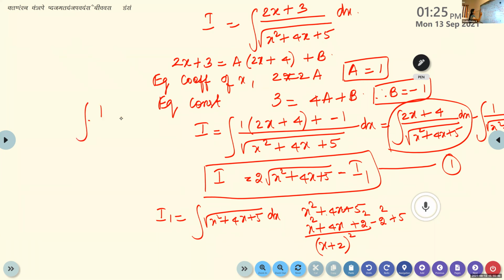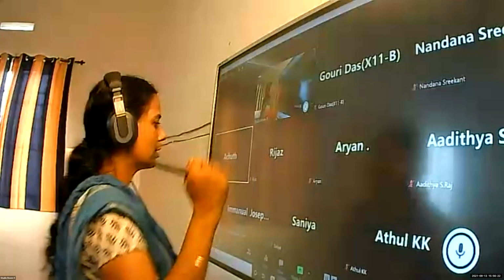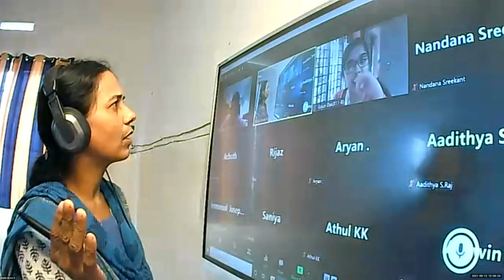What is integral of 1 by root x into dx? If you integrate this, it is x raised to minus half, isn't it? So when you integrate, x raised to minus half plus 1 by minus half plus 1, plus c. So it is x raised to half by half, so it will be 2 root x. Is it? Yes. So is your doubt clear? Yes, Achut. Is it okay? Gauri, what is the doubt you asked?